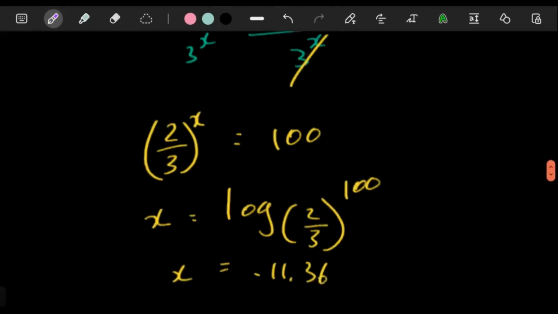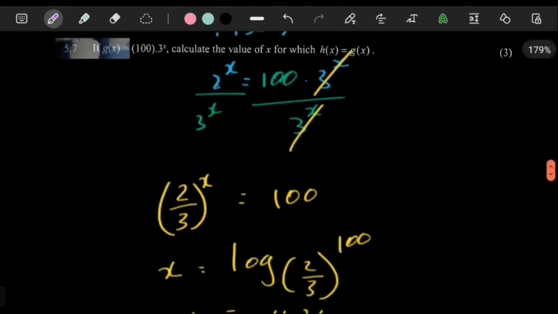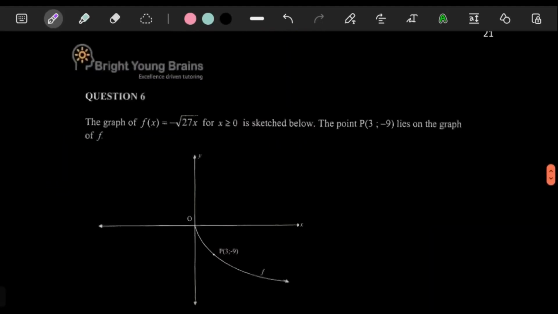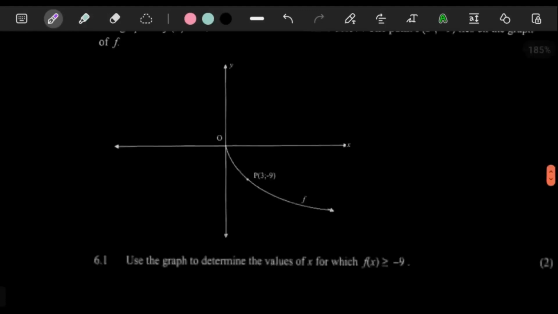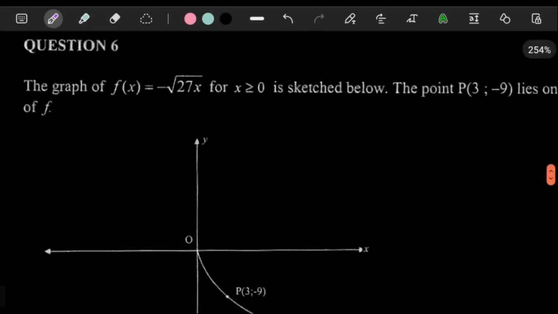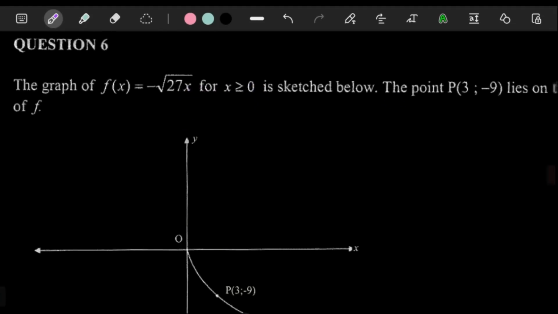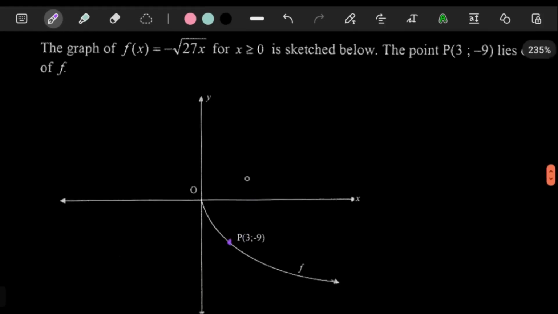And we did. So let's move on to the next question, which is question number 6. Yeah, let's get it. It says the graph of f of x. It's clearly a portion of a graph, and we're only considering x values that are bigger than 0. It is sketched below. We have point P.